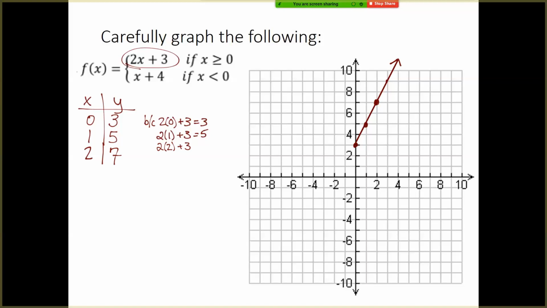Are we okay so far? So we're halfway done. Now we need to forget about this top part. We've already used it. Now we're going to use this bottom part. So any x value less than 0, I'm going to use x plus 4. So I'm going to make another xy table. And I'm going to pick values that are less than 0.